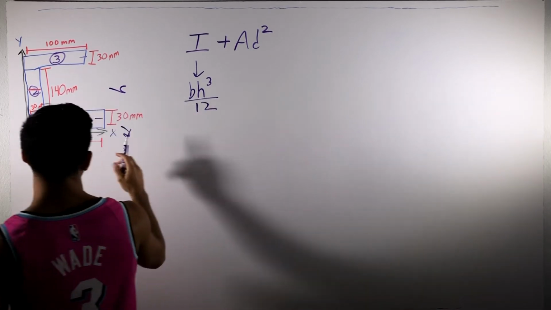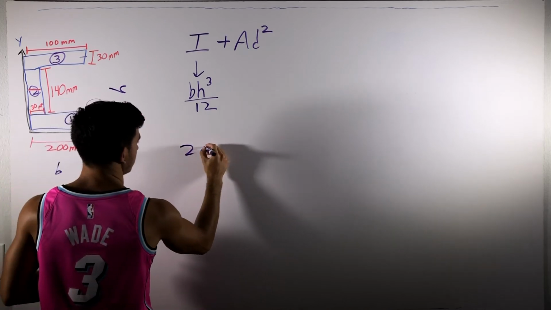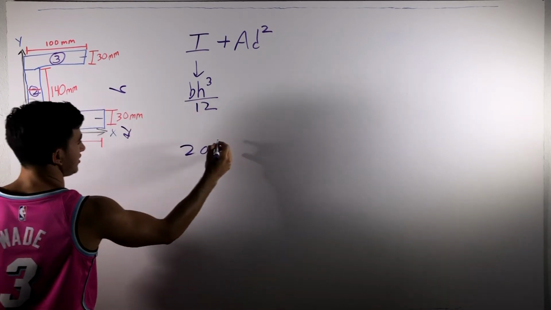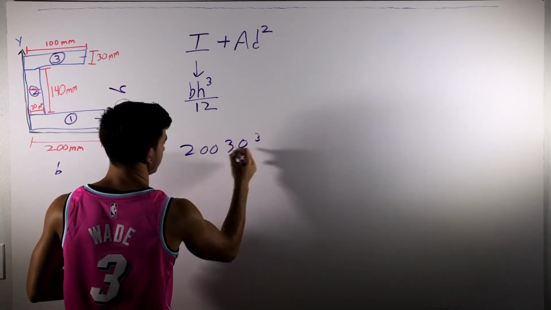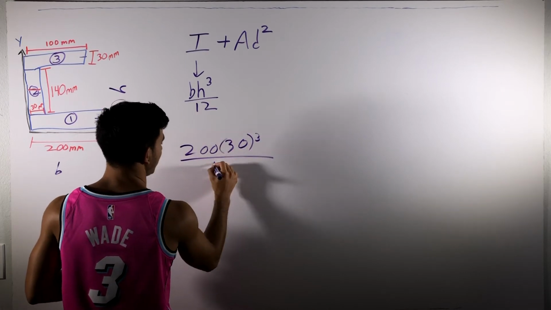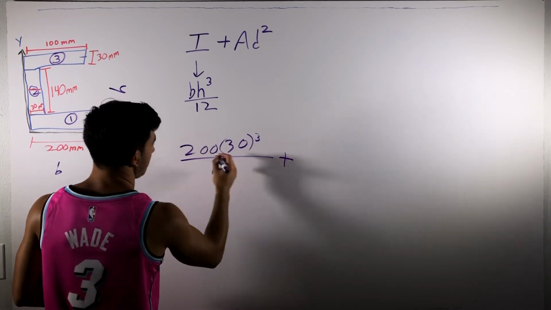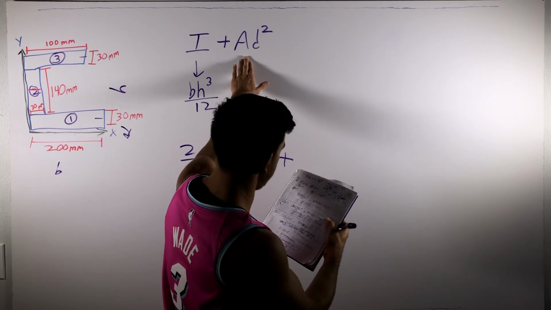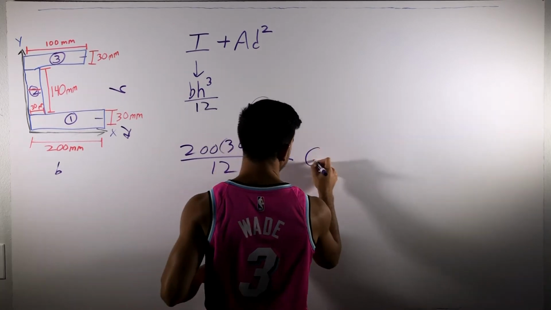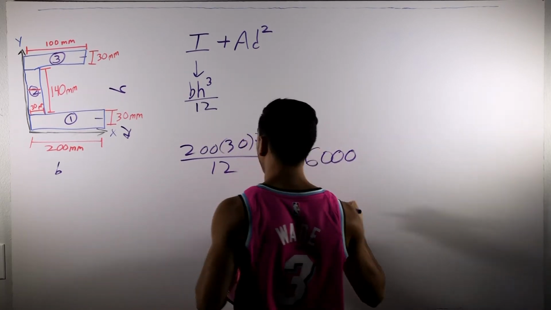The base of section 1 is 200. The height is going to be 30, so make sure you put that to the third. And all that is divided by 12. Base times height for our area here is going to be 6,000. Now the D is tricky.